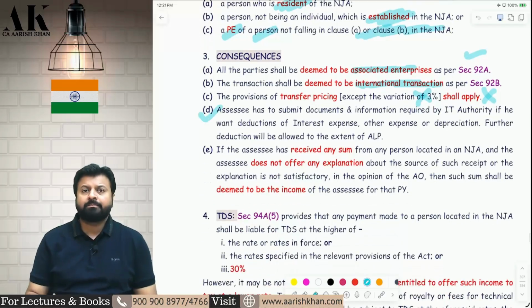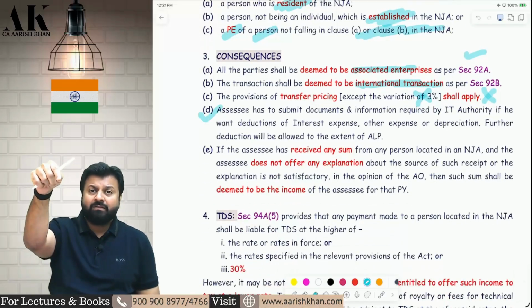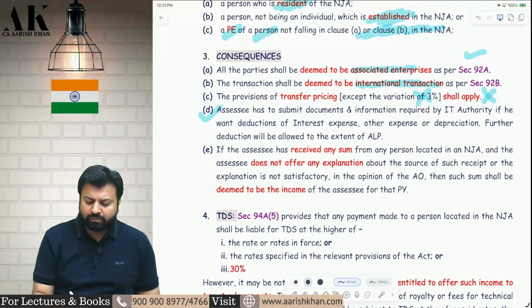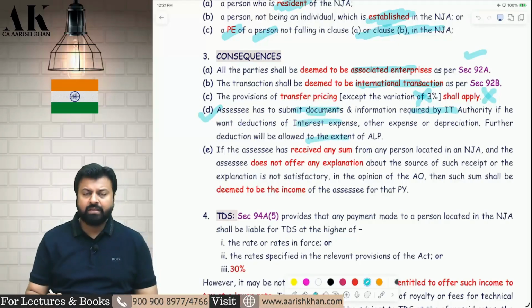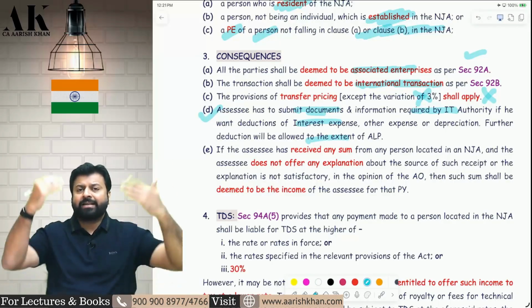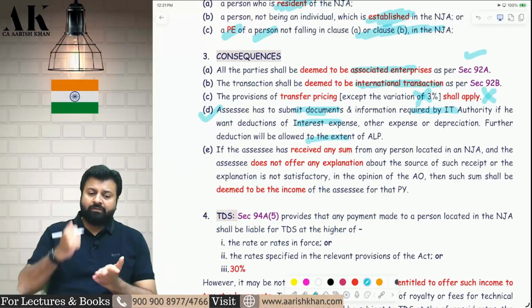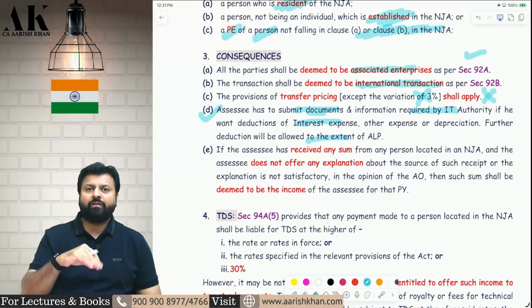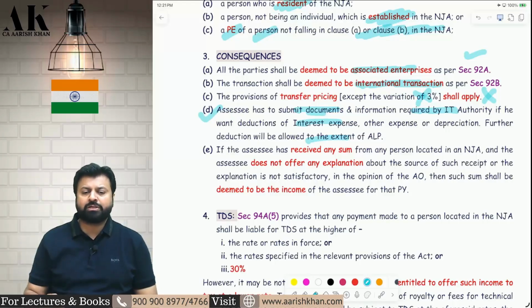Next issue, if you enter into a transaction with a person located in an NJA and you want the deduction of the expenses, then you have to submit the documents and information as required by the income tax authority. Then only we will give you the deduction, otherwise we are not going to give the deduction. See, that country is not sharing information with us. So we will put some force and pressure on the assessee that you have to get the information from them. Whatever CBDT asks, you have to get the information from them.